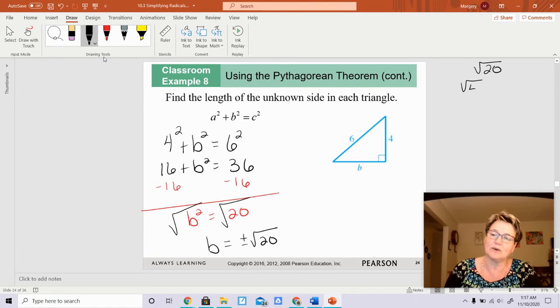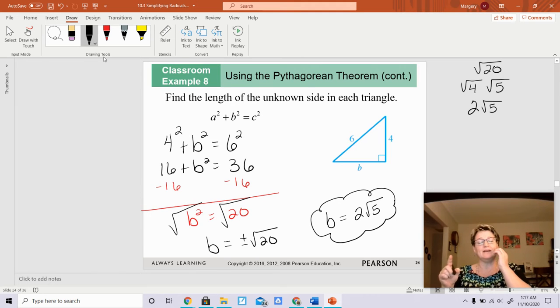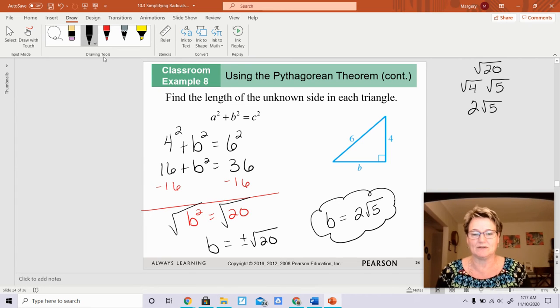I know that the square root of 4 times the square root of 5 is the square root of 20. The square root of 4 is 2, and 2 square roots of 5. That's what you end up with. So your b value is going to be a positive 2 square roots of 5. And there's your answer. Normally it would be a plus or a minus. However, because of distance, it is only going to be a positive 2 square roots of 5.